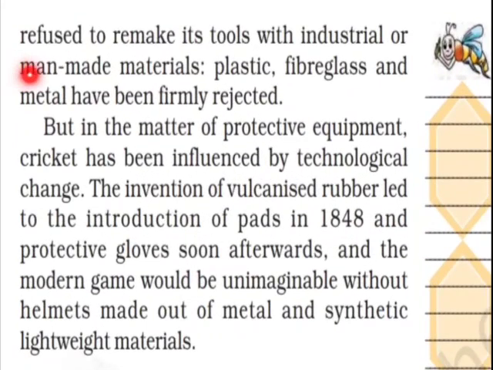Unlike golf and tennis, cricket has refused to remake its tools with industrial or man-made materials. Plastic, fiberglass, and metal have been firmly rejected. Almost they are not using this type of material in bat and ball. But in golf and in tennis, they are using for the ball and other parts this kind of material. But in cricket, they firmly rejected it, they firmly did not accept it. Means strictly they prohibited this type of thing.